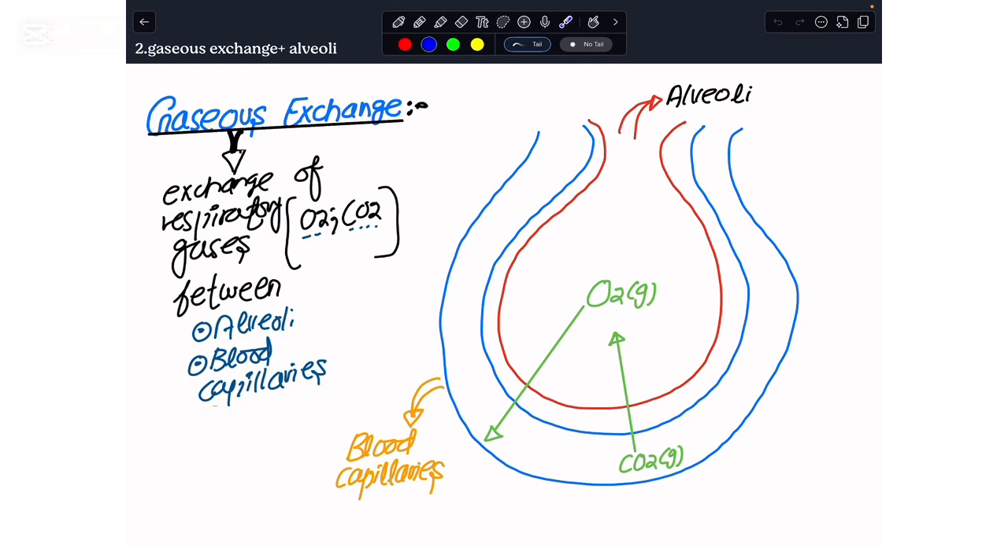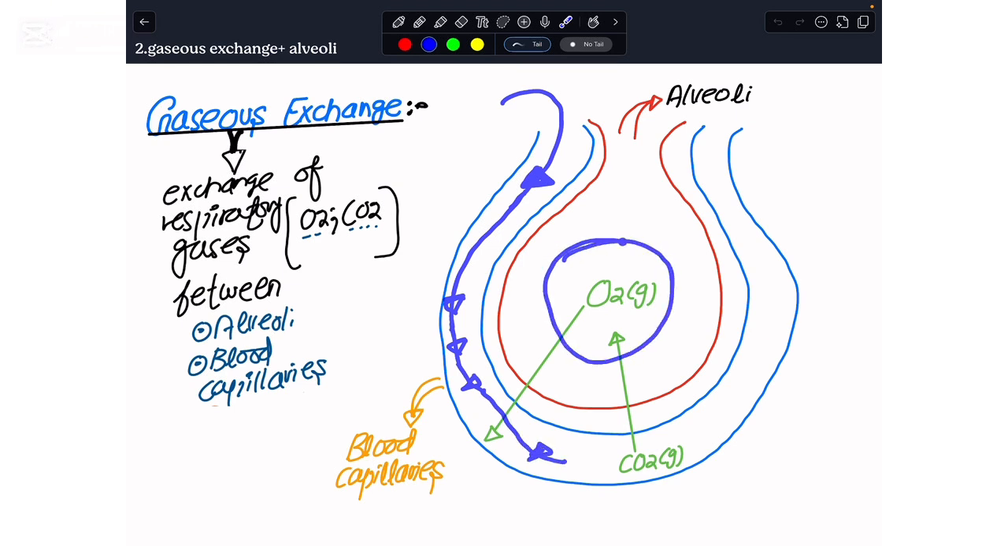What I mean by this is that here we have this air sac lying at the end of the bronchioles, and these are the alveoli, and the air that we have inhaled ends up here. Likewise, these alveoli are surrounded by blood capillaries, and the blood coming into these capillaries is deoxygenated blood. By deoxygenated blood, we mean it has a higher concentration of carbon dioxide and a lower concentration of oxygen.